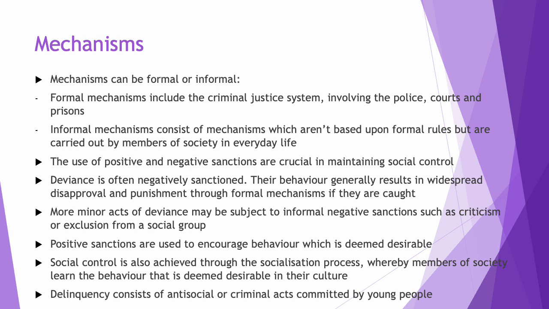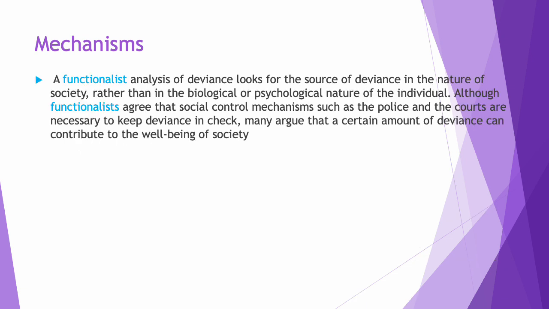Social control is also achieved through the socialisation process, whereby members of society learn what behaviour is deemed desirable in their culture. Delinquency consists of antisocial criminal acts committed by young people. A functionalist analysis of deviance looks for the source of deviance in the nature of society rather than in the biological or physiological nature of the individual.